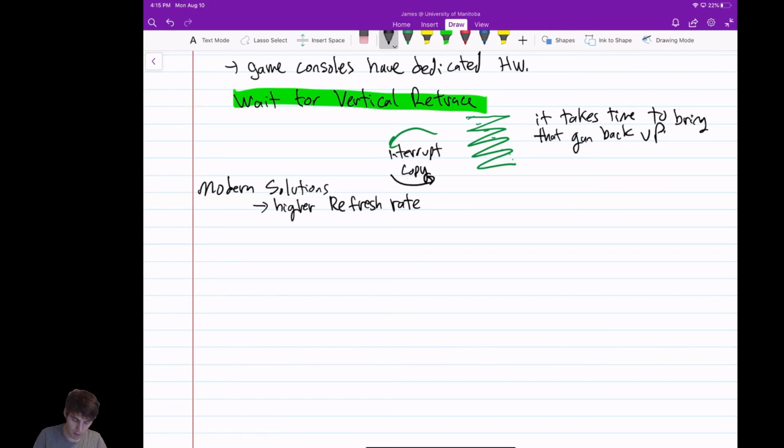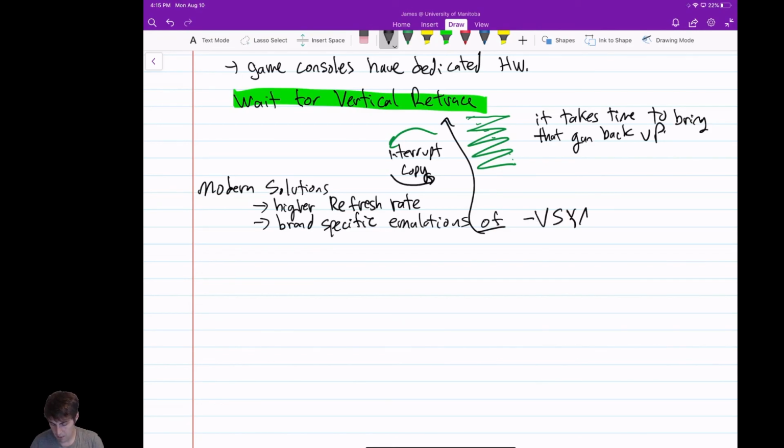There are also brand-specific emulations of this vertical retrace problem. You might have heard of V-Sync. That's why it's called V-Sync, because of vertical retrace. FreeSync is another one. There's G-Sync, and that's what the G stands for, maybe G-Force, I don't know. But people are trying to emulate this to reduce that tearing problem.